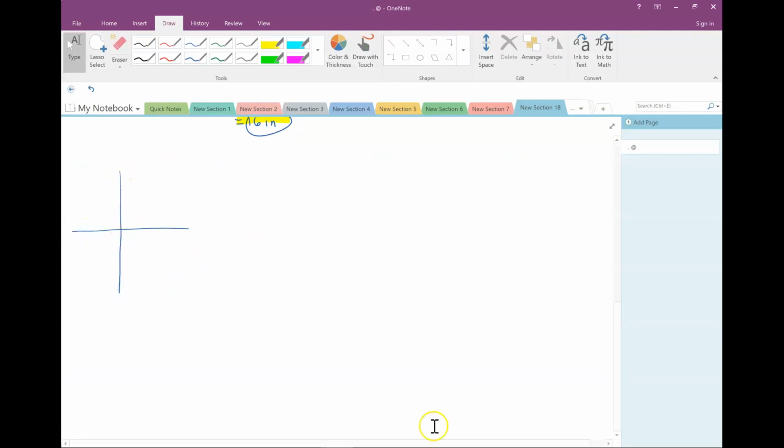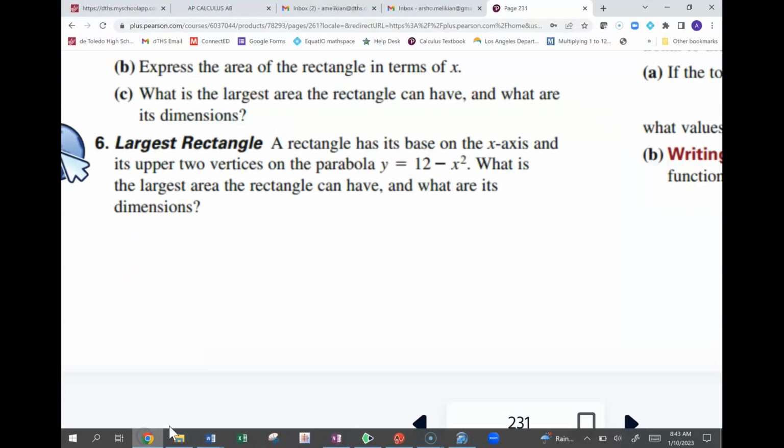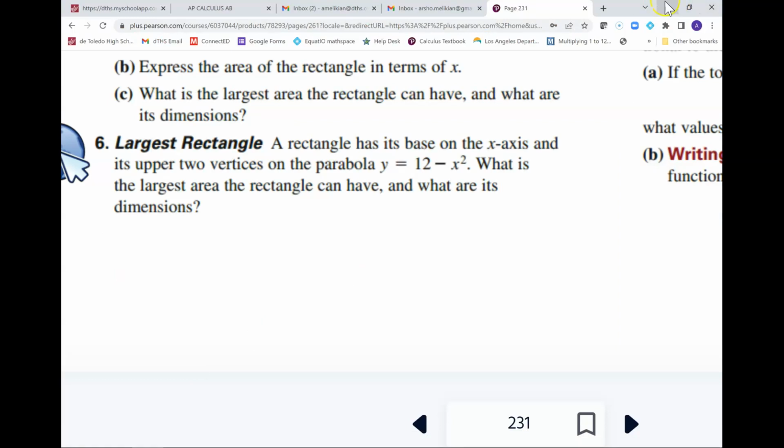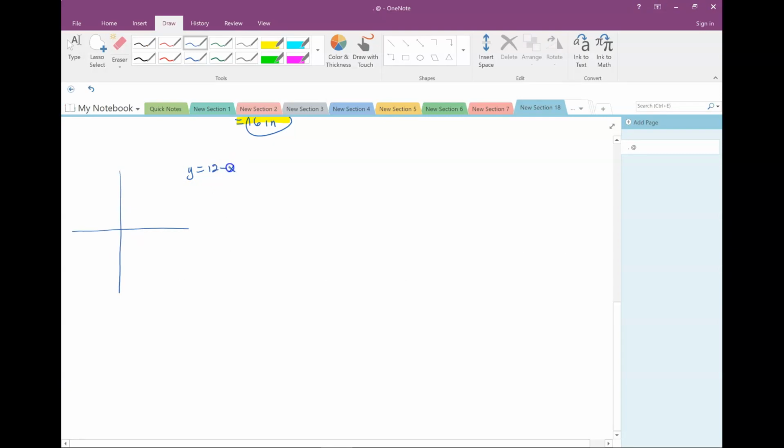So it says this is under the function y equals 12 minus x squared. What shape is this, by the way? This is a parabola, right? Another way to write this is negative x squared plus 12. Like this. Now it says inside of this, you've got a rectangle.